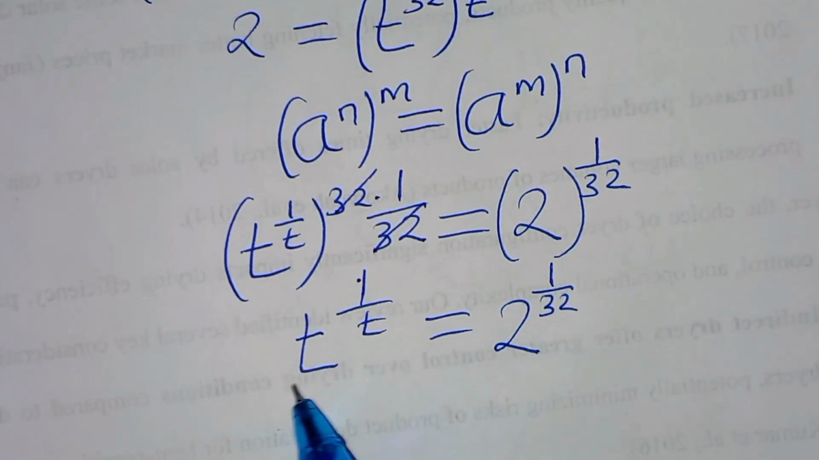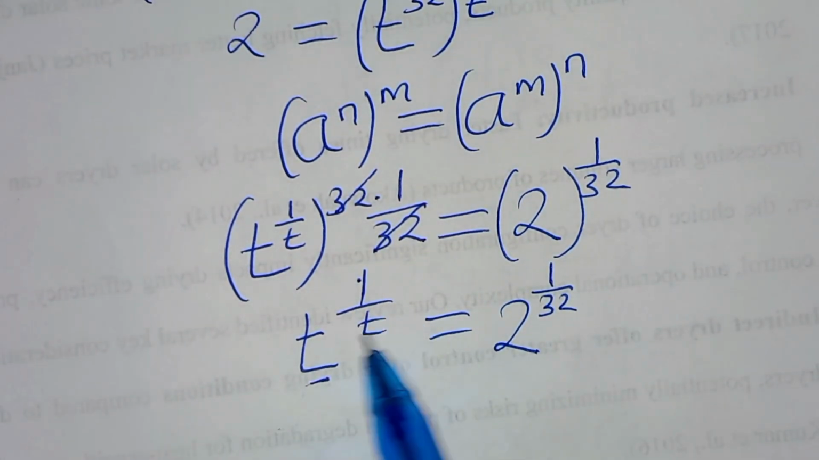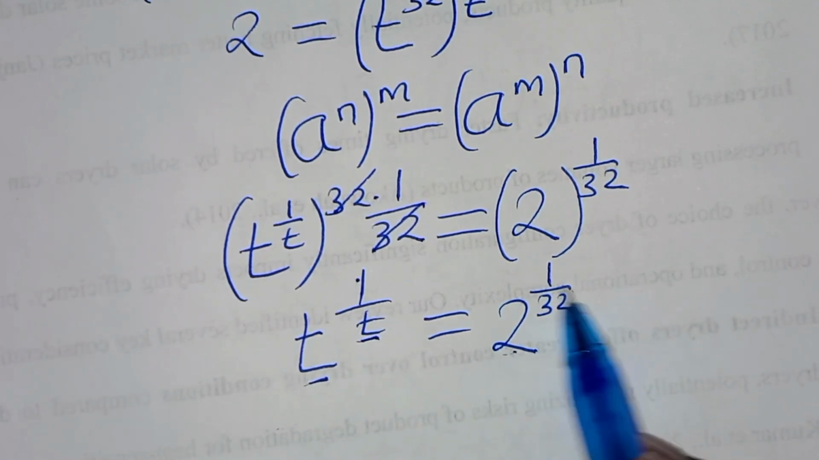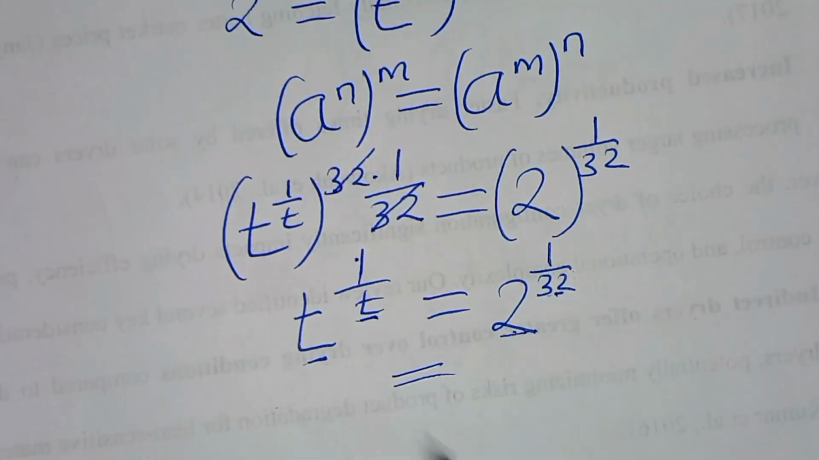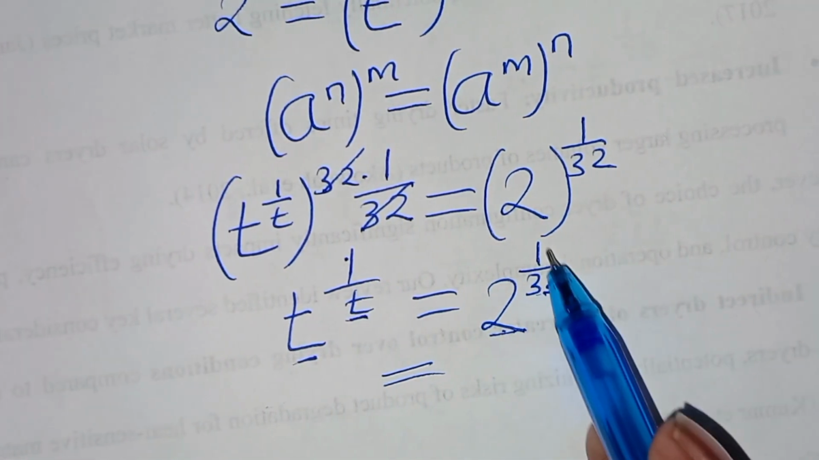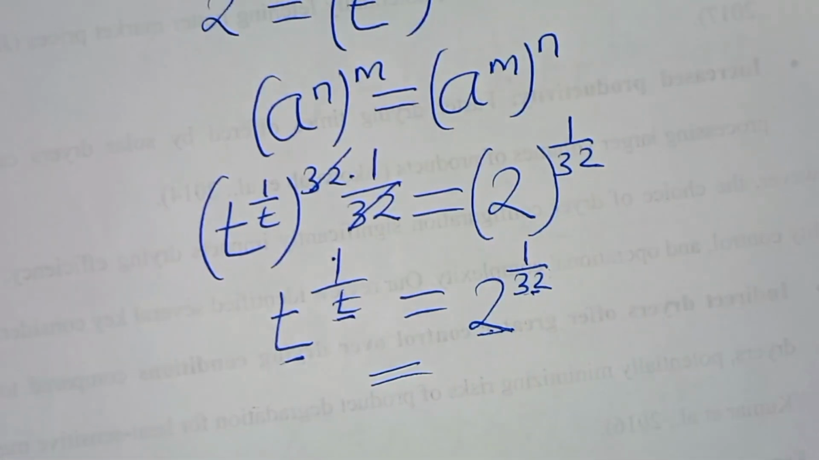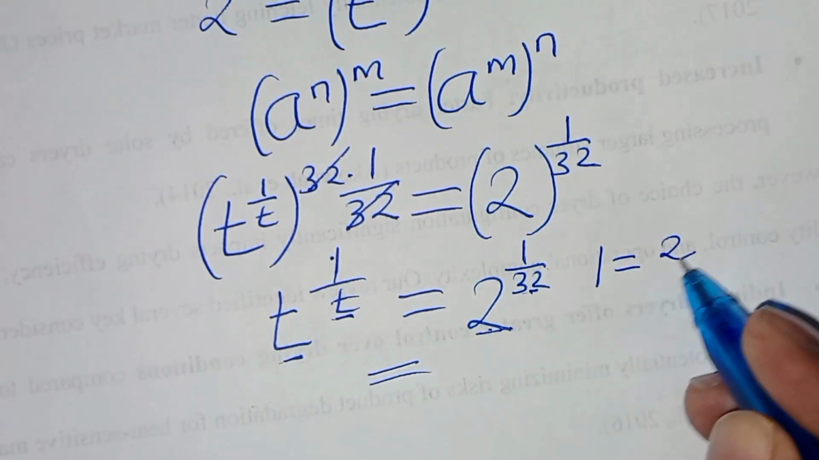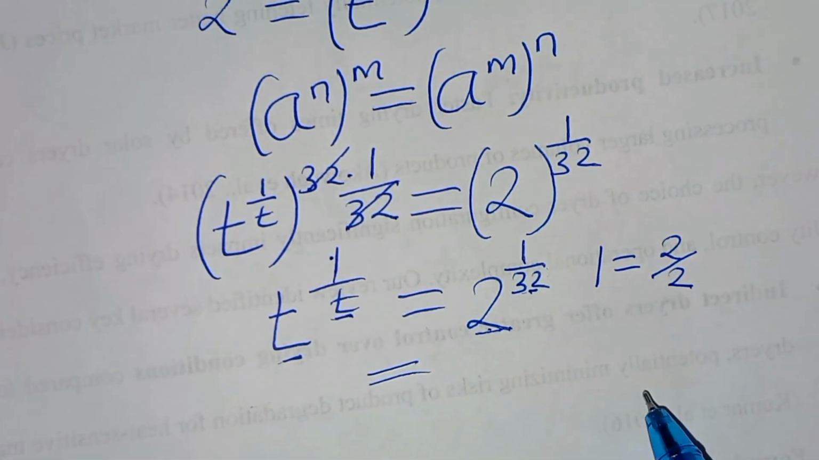In this case, you can see here, the base is equal to the reciprocal of the exponent. Here we have the base is not equal to the exponent. So here we have t to power 1 over t. This is equal to 2 to power 1 over 32. So let's proceed. We can express 1 as 2 over 2.